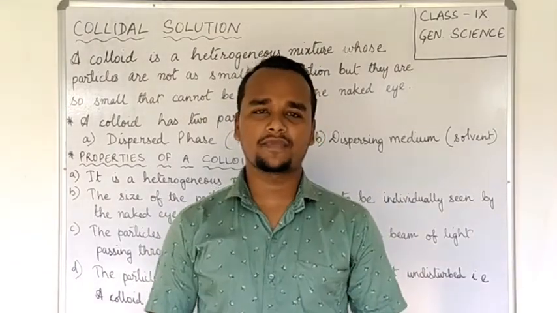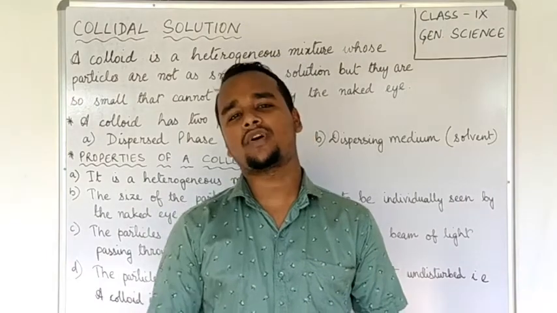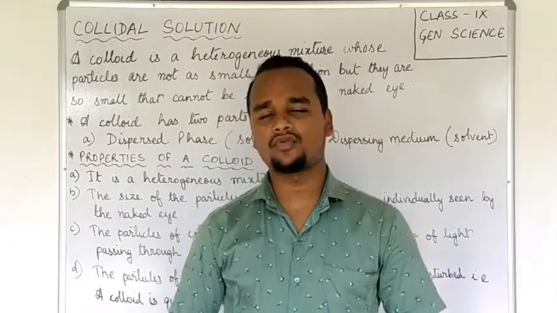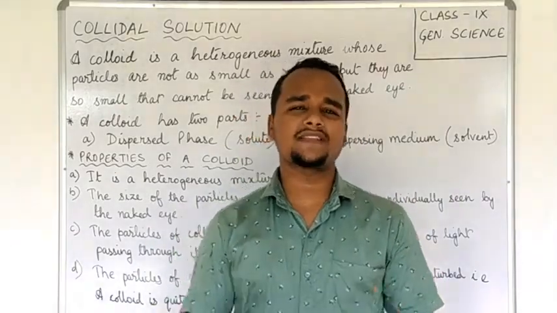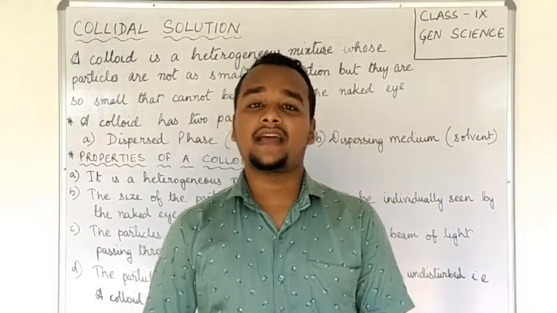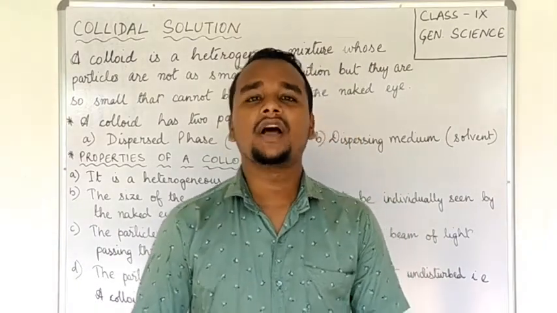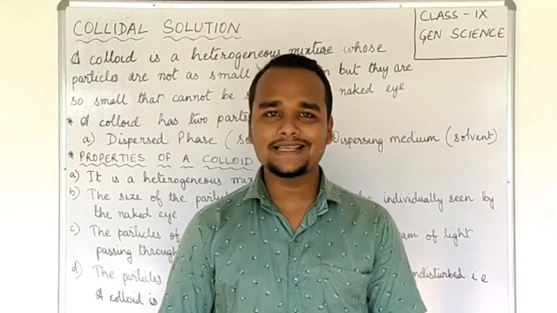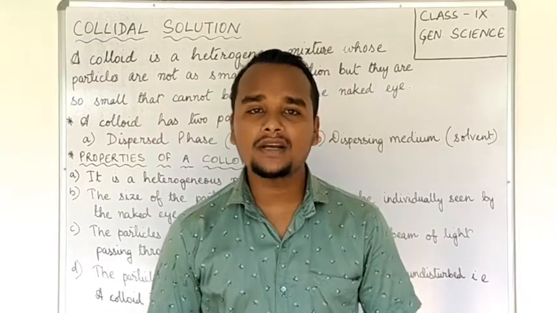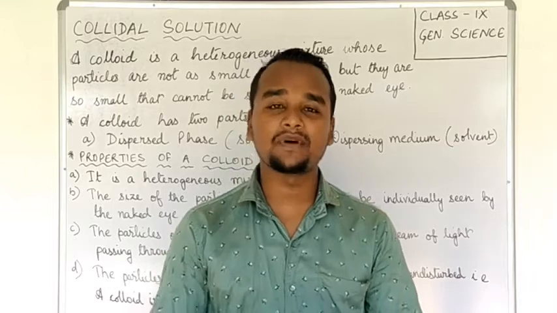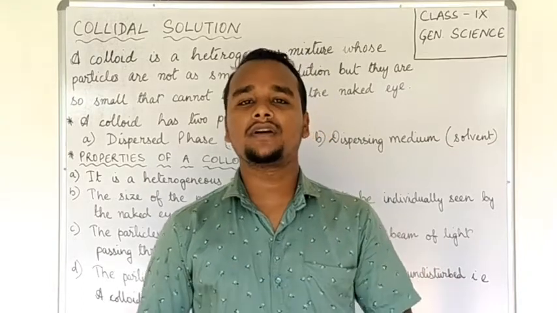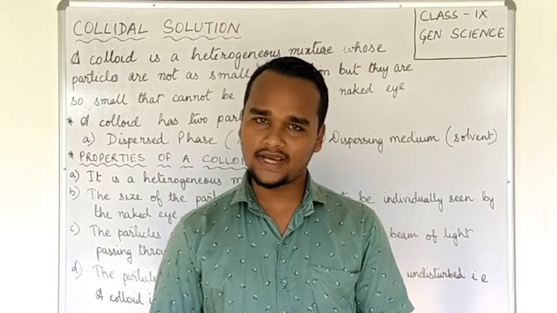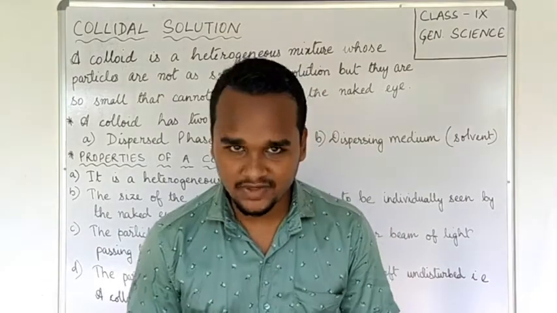So in the last video, I discussed suspension. We got to know about suspension. Let us do a quick revision on suspension, and then we are going to do a new topic today. So what was suspension? A suspension is a heterogeneous mixture in which the solute particles do not dissolve in the solvent but remain suspended throughout the bulk of the medium. An example of suspension is salt mixed with water. Salt will never dissolve in water. Okay, that's why it is a heterogeneous mixture.